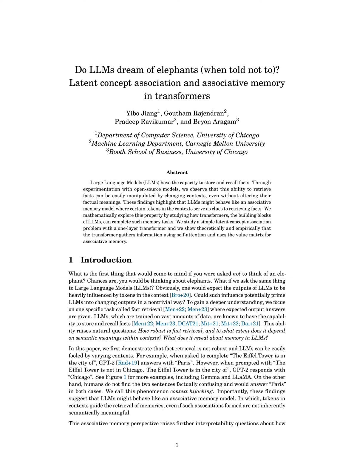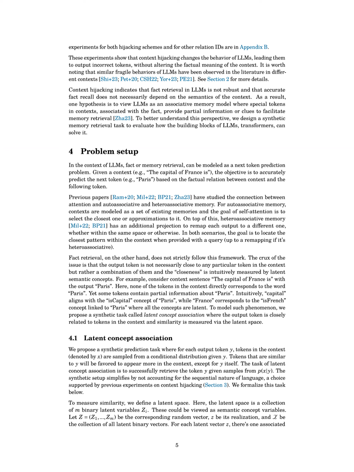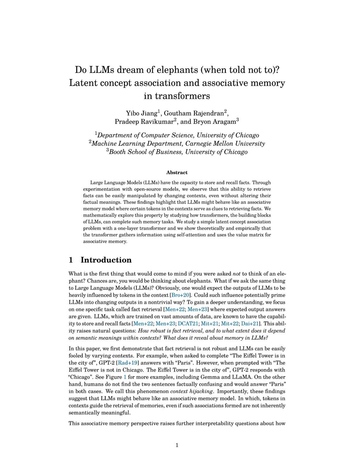The proposed method works by focusing on fact retrieval in large language models, LLMs, and exploring the phenomenon of context hijacking. The method aims to understand how LLMs retrieve facts and memories based on the context provided. The first step involves demonstrating context hijacking, where LLMs can be misled by varying contexts, leading to incorrect outputs without changing the factual meaning of the context. This phenomenon challenges the robustness of fact retrieval in LLMs.